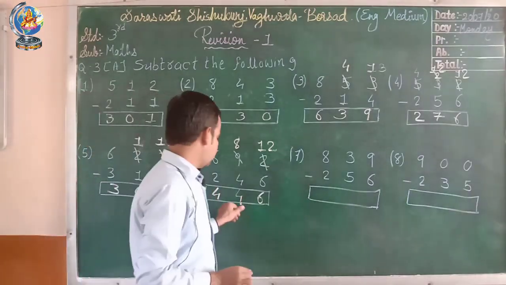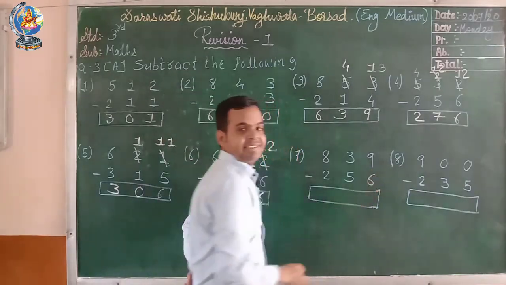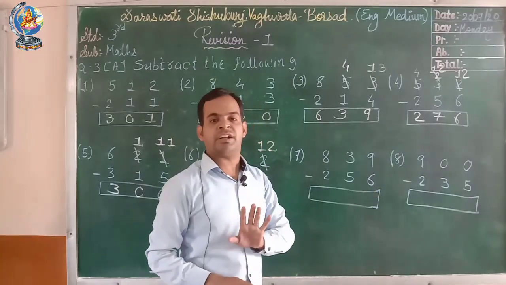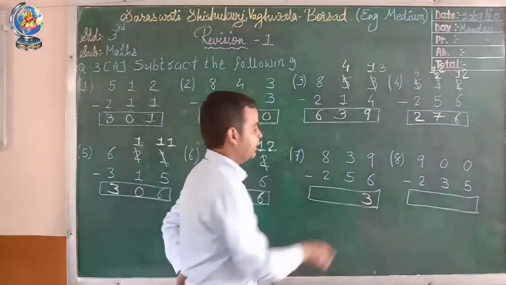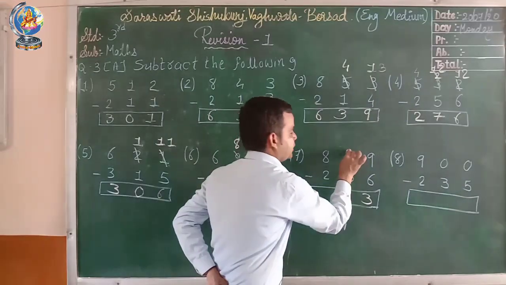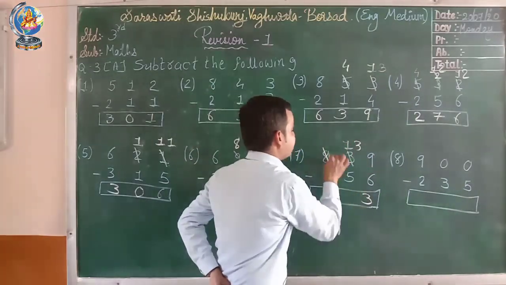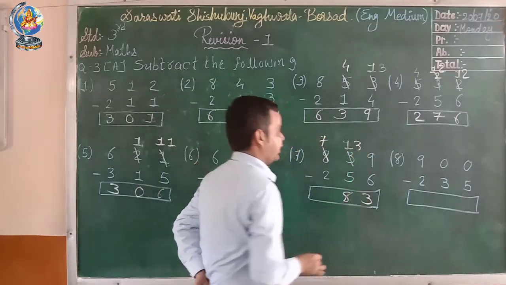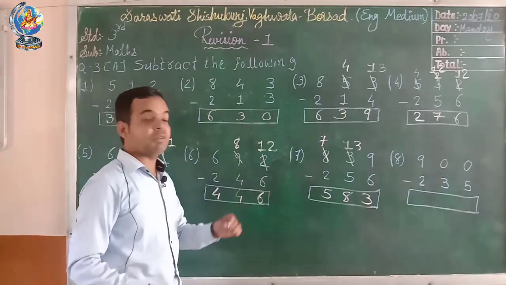Okay, now the 7th sum. Here 9 minus 6: if you observe, 9 is bigger than 6, so we don't have to take borrow. 9 minus 6 is 3. Now 3 is smaller than 5, so we have to take borrow, meaning cut 3 and write 13, cut 8 and write 7. 13 minus 5 is 8, 7 minus 2 is 5. Understood about the 7th sum?